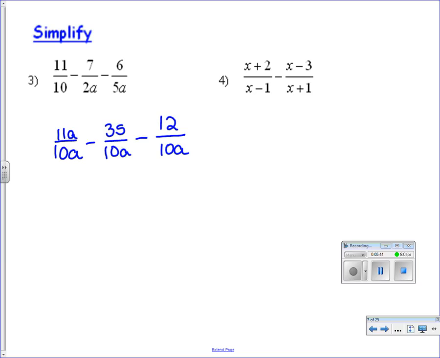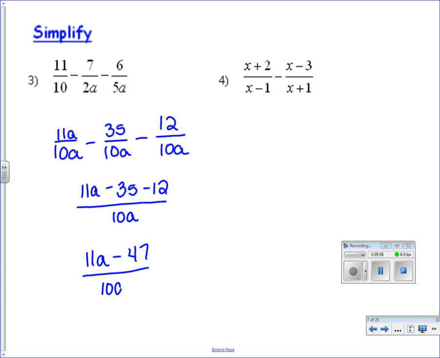Okay, put these together, and there's subtraction, so I'm just putting a subtraction symbol there. And then again, put together your like terms, so I have 11a minus 47 over 10a. And again, not all the terms have an a, that's subtraction. This is my final answer, I'm done. Okay.